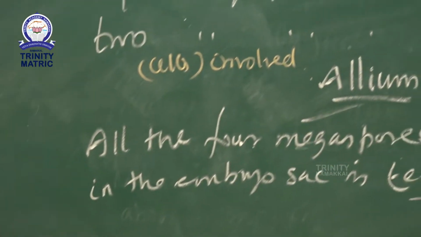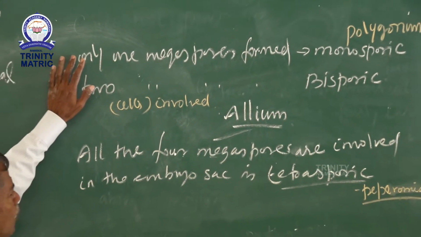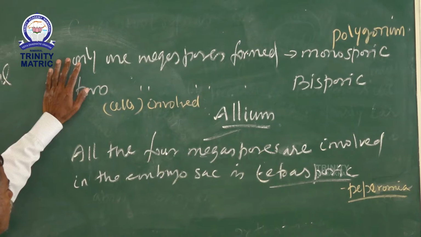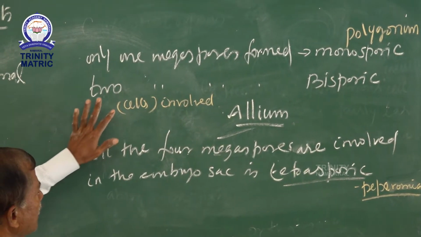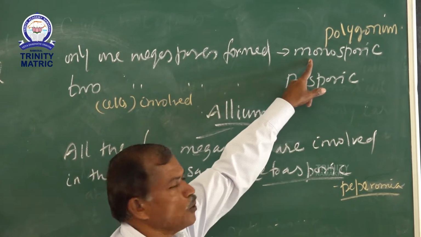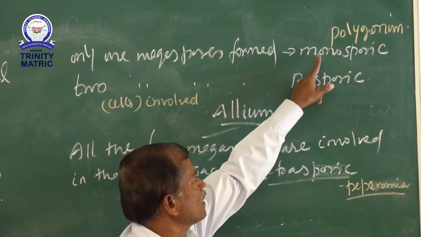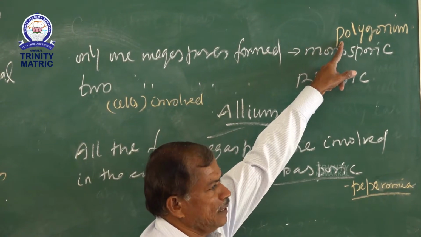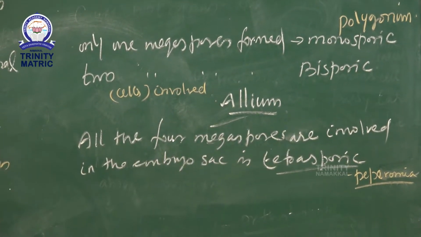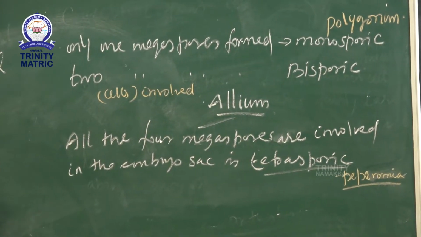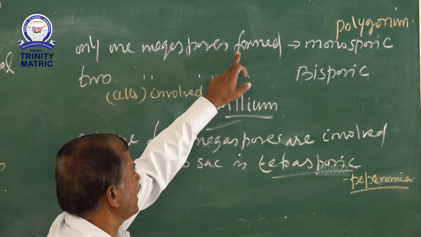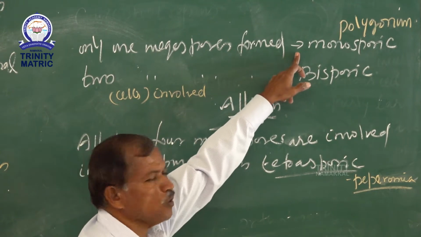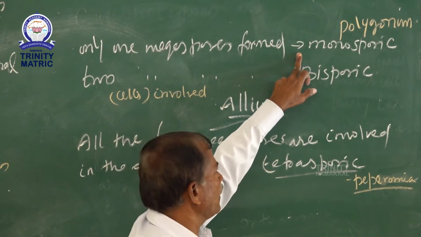If only one megaspore develops into the embryo sac, it is called the monosporic type. Example: Polygonum. Of the four megaspores, only one forms the embryo sac, and this is called monosporic development.